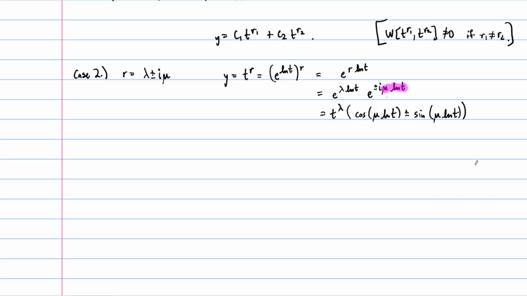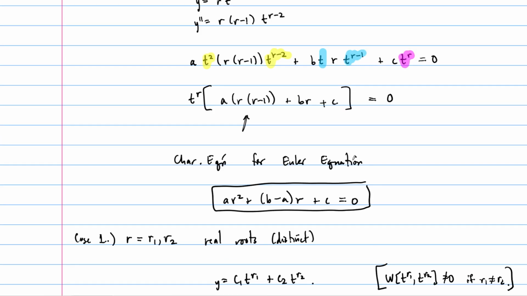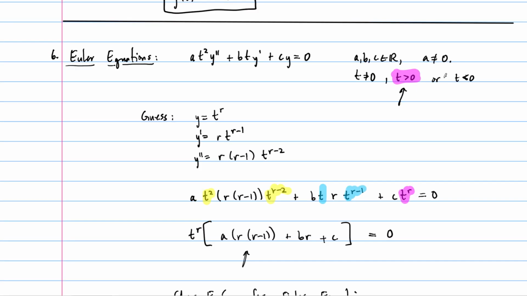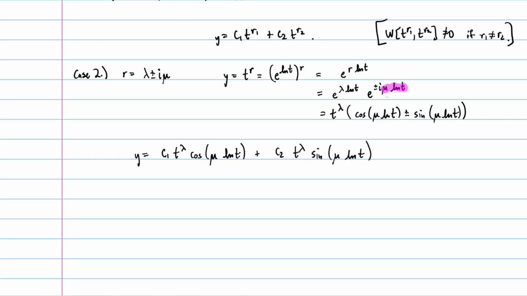All right, and so this gives us our general solution in the case of a complex root to our characteristic equation, as y is going to be equal to c1 t to the lambda cosine of mu natural log t plus c2 t to the lambda sine of mu natural log t. All right, and of course, all of these equations really do rely on the fact that t is positive and not negative, for these log equations especially, right? Okay, so this is the general solution.